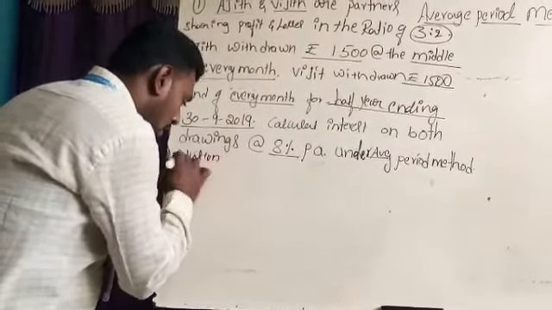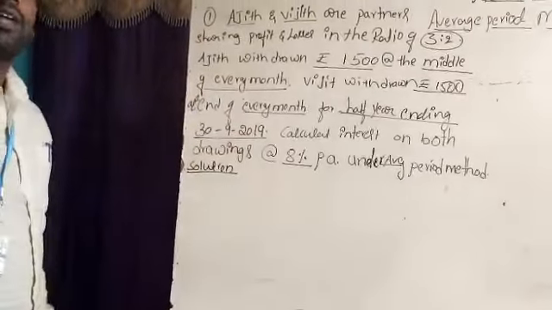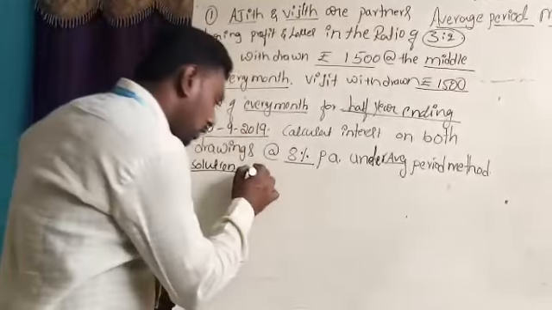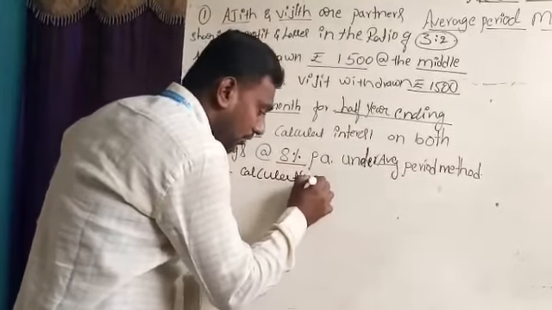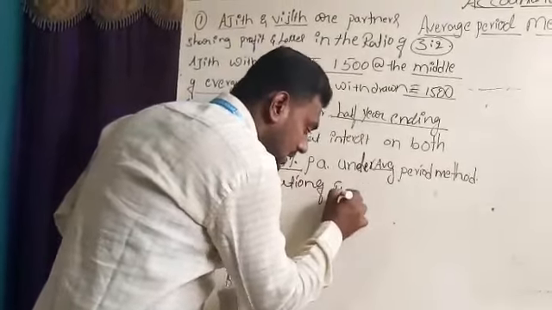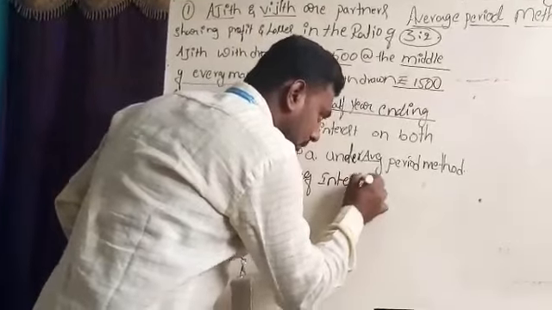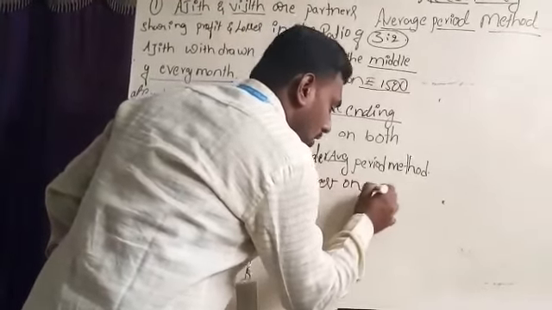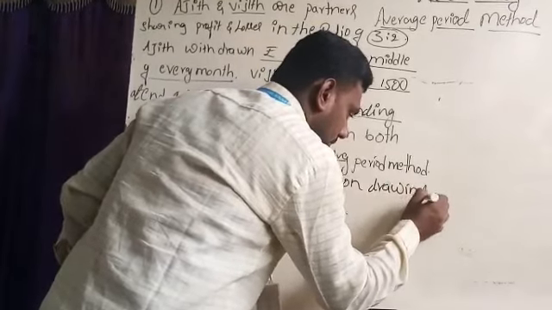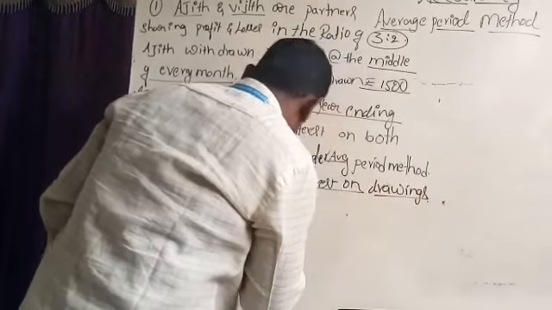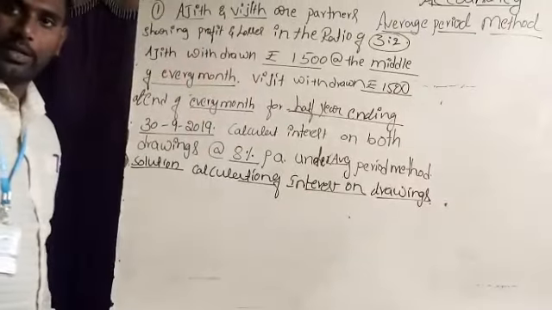First, we have to write down the heading of what we are going to calculate. Calculation of interest on drawings. Calculation of interest on drawings. First we have to write down the heading.